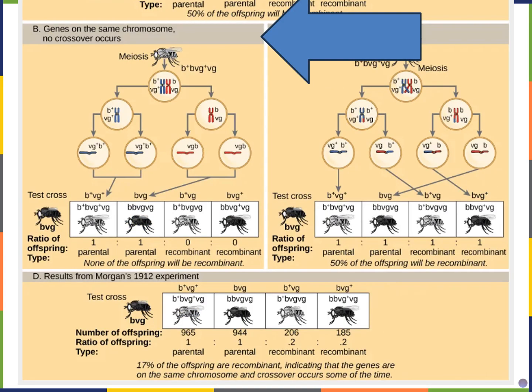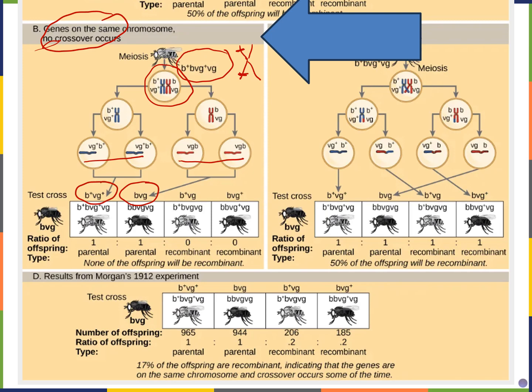Now let's look at our second scenario. In this scenario, the genes are on the same chromosome, but no crossing over occurs. So here I have my same fruit fly, but this time the gene for body color and wing size are on the same chromosome. It looks like one is located up here and the other gene is located down here. If there is no crossing over, I only produce 2 types of gametes from this fruit fly. These are the only possible gametes that I would produce. I would not be able to produce this type of gamete nor this type of gamete.